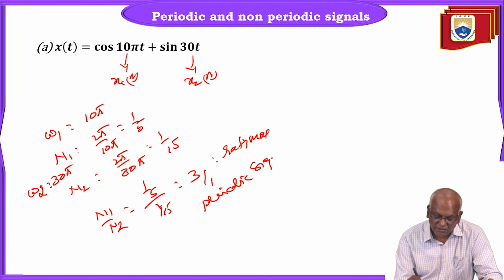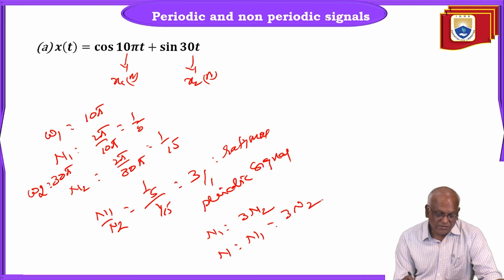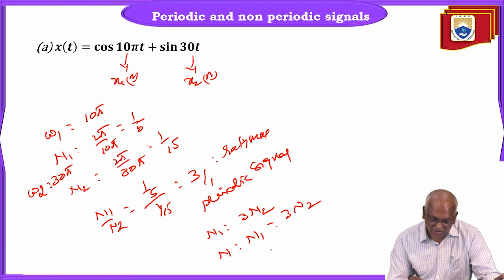Then what is the period of the signal? It is N1 equal to 3 N2. So N equal to 3 N2 or N1.